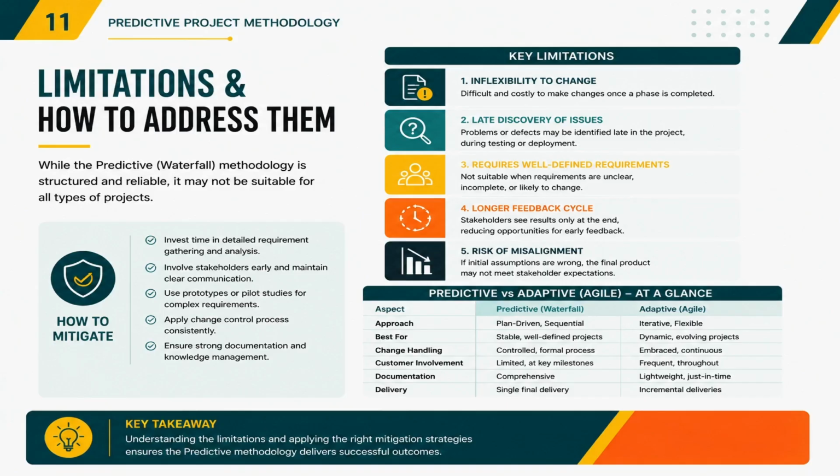Predictive projects also require very clear communication from the beginning. If requirements are unclear or constantly changing, this approach may struggle. Compared to Agile, predictive methodology has a longer feedback cycle and limited customer involvement during the execution. However, these limitations can be reduced by investing more time in requirement gathering, involving the stakeholders early, using prototypes when needed, and applying a strong change control process. So the key is selecting the right methodology for the right type of project.